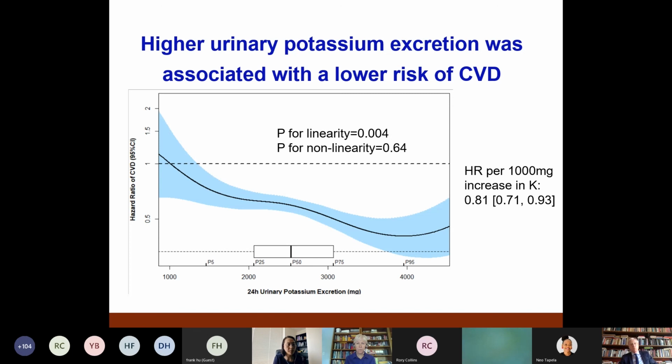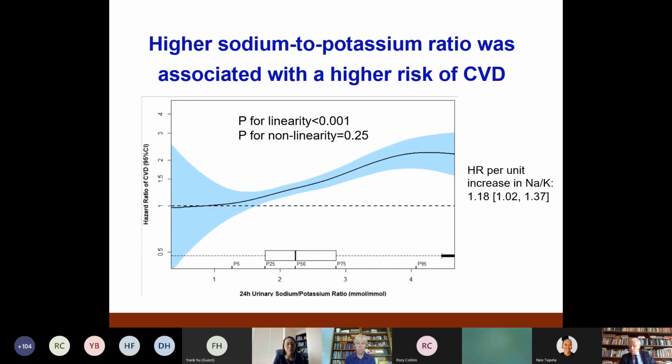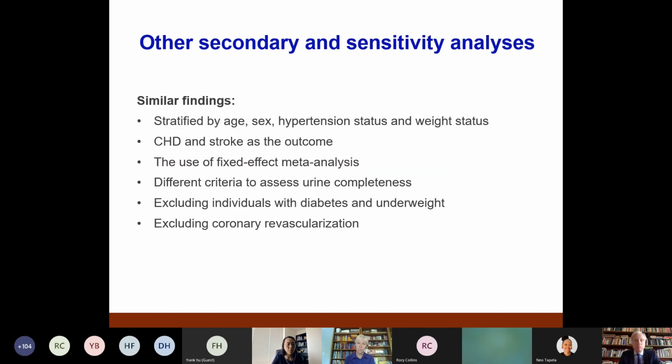We also observed that higher urinary potassium excretion was associated with lower risk of cardiovascular disease. And consistently, when the ratio of sodium and potassium was used, there was also a linear association with cardiovascular risk. We also performed several secondary analyses and sensitivity analyses, and they all showed consistent results.